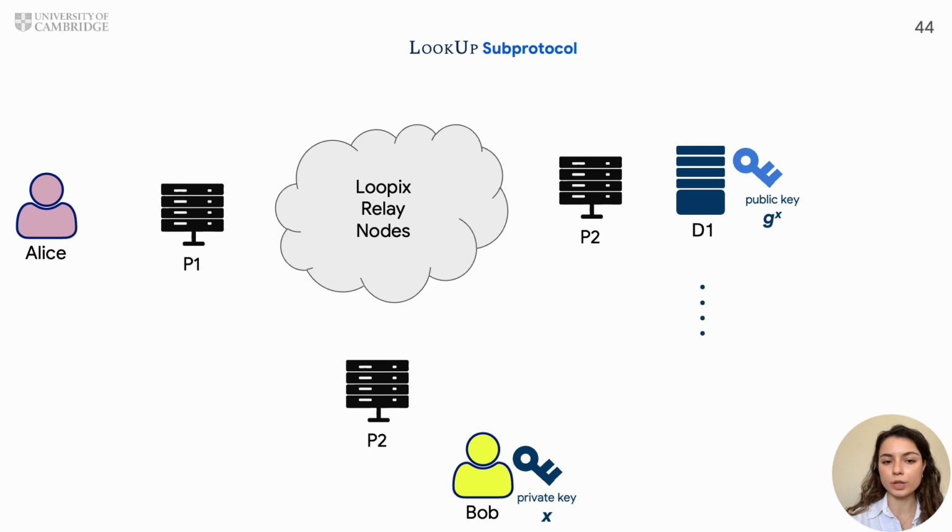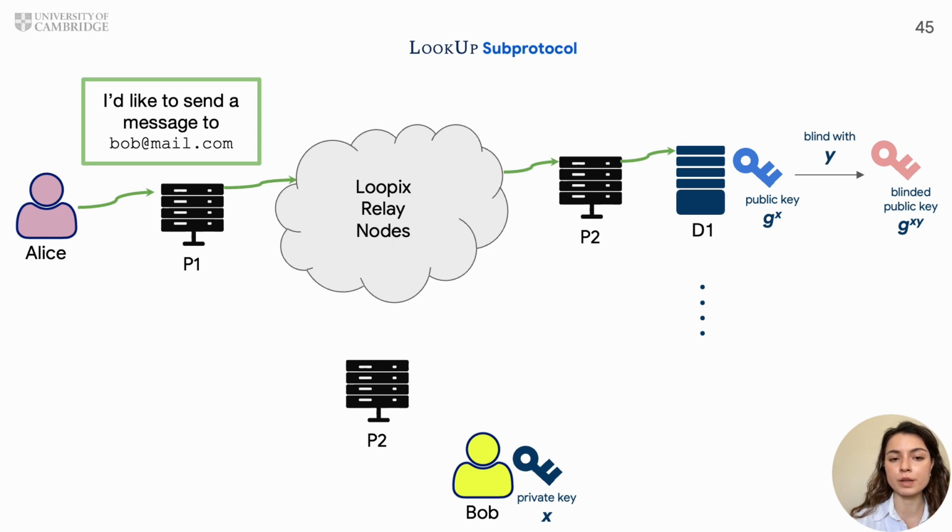Now let's look at how Pudding works. We're going to be focusing on only one of the discovery nodes for simplicity, but all the operations happen across all discovery nodes. Also, we assume that Bob has already registered to the system with a public key to which he has the corresponding private key.